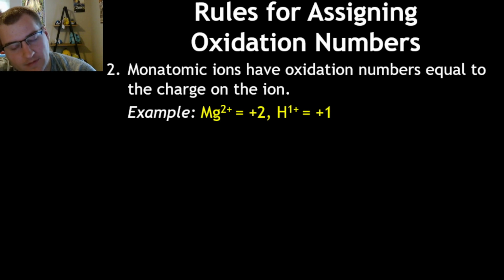Rule 2. If you have an individual ion, it's going to have the number equal to its charge. So like Mg2+, if I have that by itself in a reaction, its oxidation number is just its charge, 2 plus. H+ will be 1 plus.